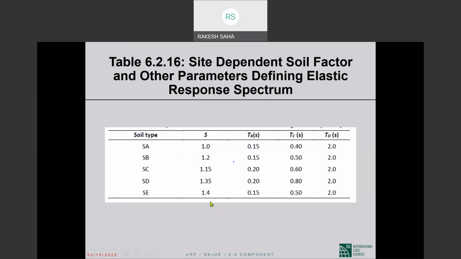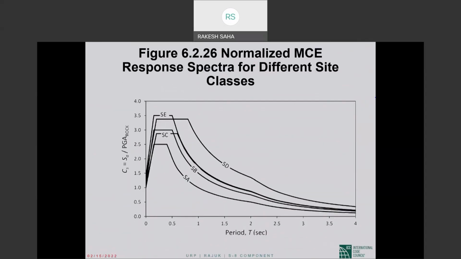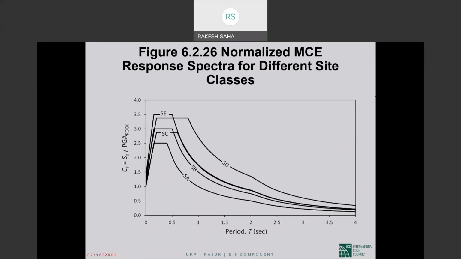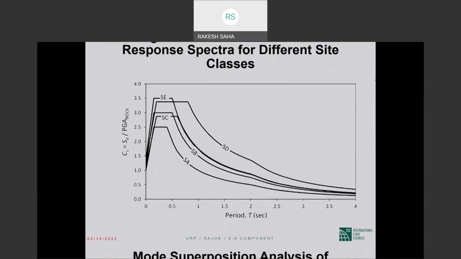BNBC has stayed with one soil factor instead of going to F sub A, F sub V, like ASCE 7, although in Appendix C, I pointed out that it uses F sub A, F sub V, but F sub V is not an independent thing. Okay, so all those details I covered already. So this would be the spectra of BNBC that you can use in design.